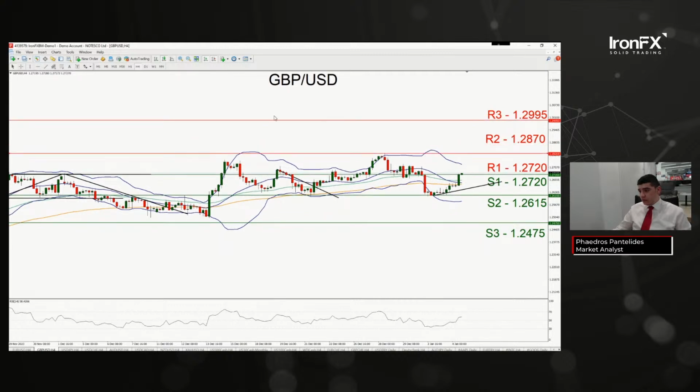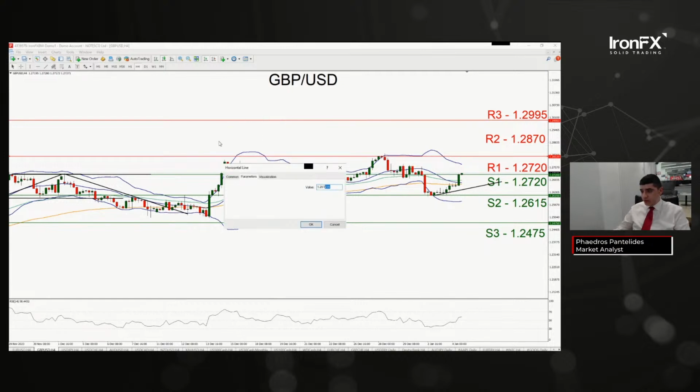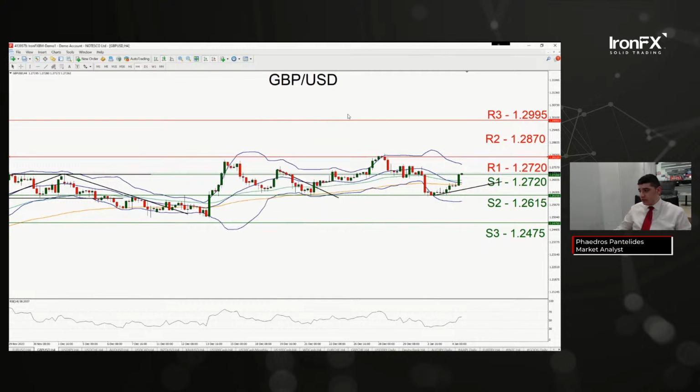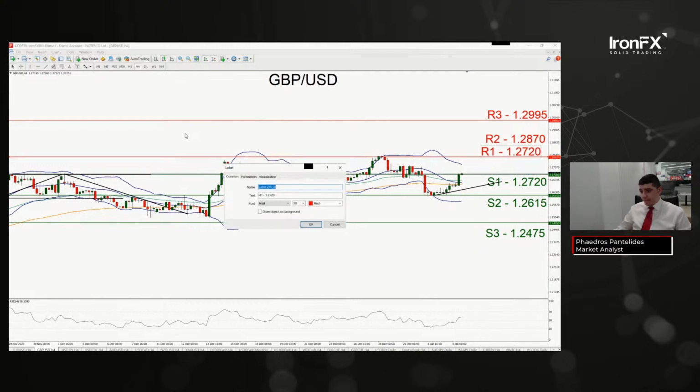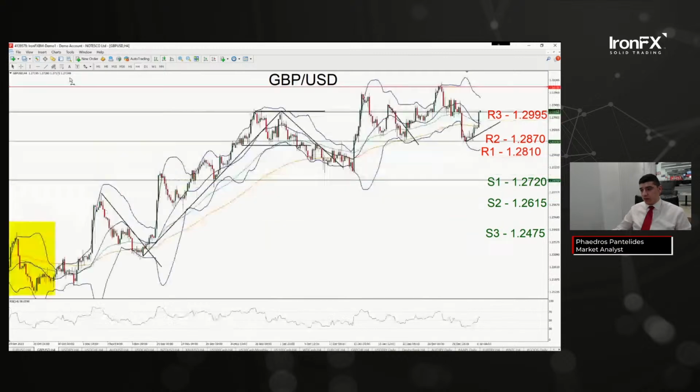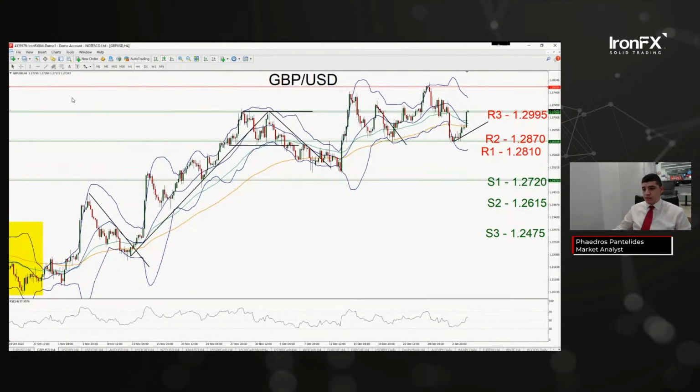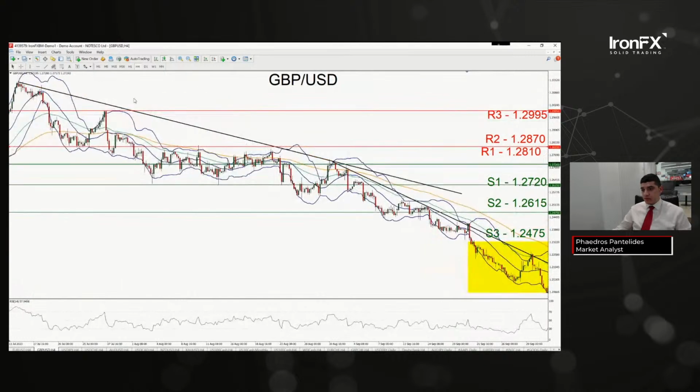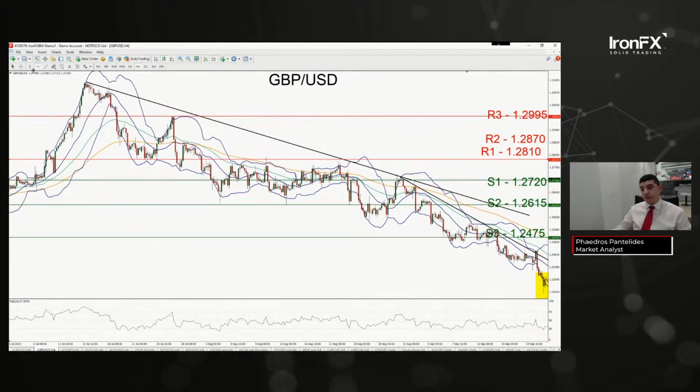Now for R1, previous high, upper range of the Bollinger Bands, potential for resistance, 1.2810. And then we'd need to find R2 since R1 and R3 are quite far apart from each other. We need to find something in the middle, so perhaps this previous high validated by this wick.